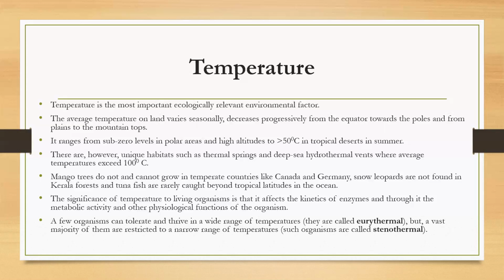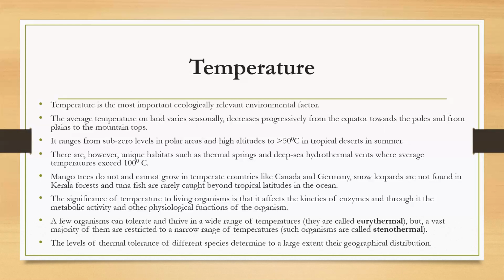But a vast majority of them are restricted to a narrow range of temperature. They cannot survive for a longer duration if there is a great variation in the temperature. So they are restricted to a narrow range of temperature variation. And such kinds of organisms are called stenothermal organisms.